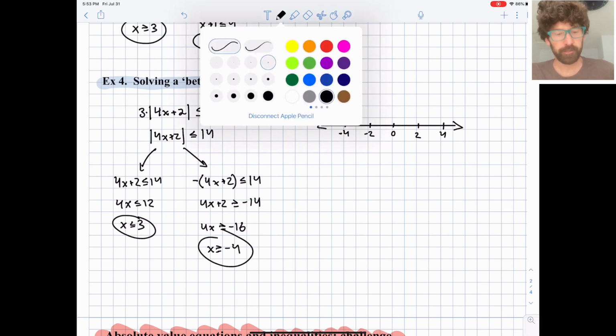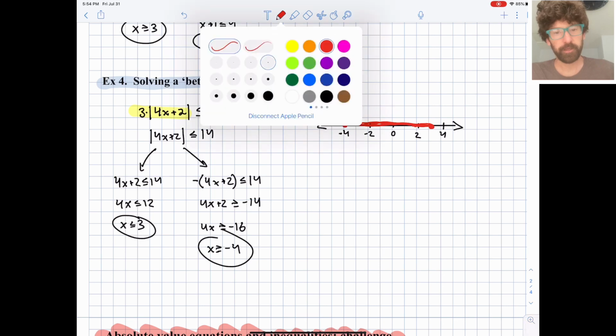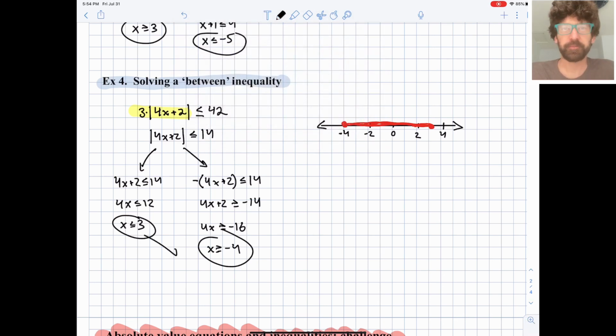So let's go ahead and graph that. X is less than or equal to 3, going in this direction, less than. X is greater than or equal to negative 4. So that confirms that we are dealing with a between inequality. One easy way to check in here, let's plug in 0, see if 0 works. So is 3 times the absolute value of 4 times 0 plus 2 less than or equal to 12? That's going to be 3 times 2. Yep, it is less than or equal to 12, so it does seem to check out. Looks like we did it correctly. So that's a good place to stop right there.